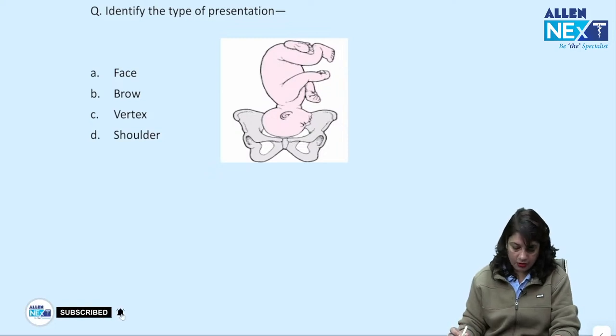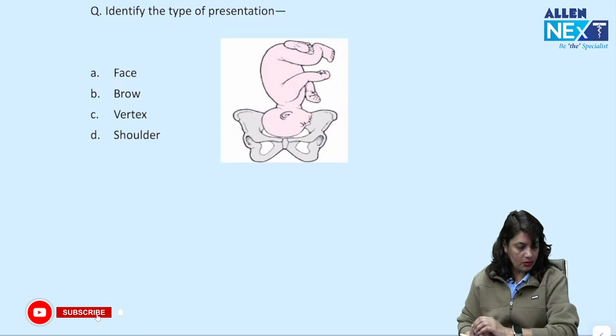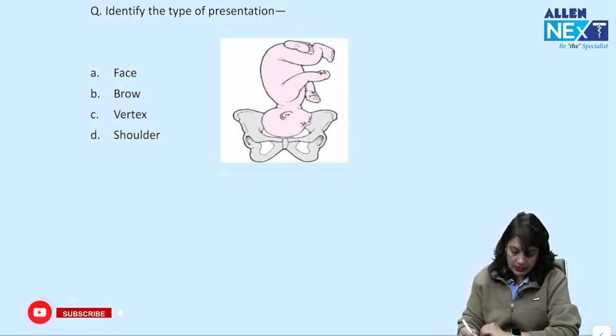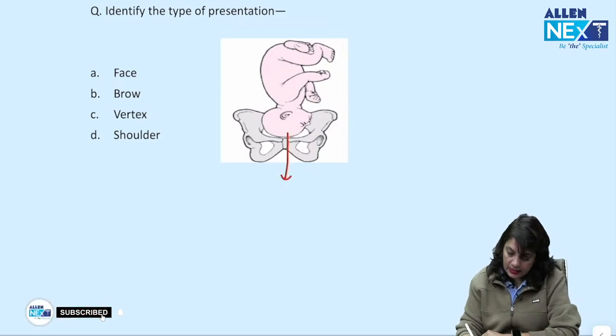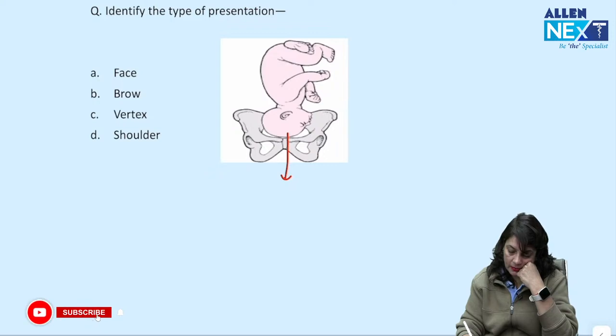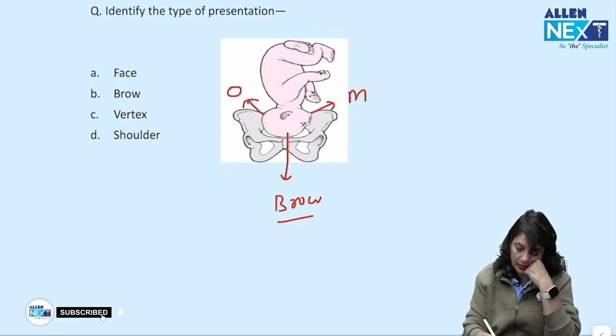Identify the presentation. What is this presentation? Mark your answer. I have already discussed this particular part. Come on, what is the answer? This is a brow presentation. You can see mentum behind, you can see occiput behind. This is brow.